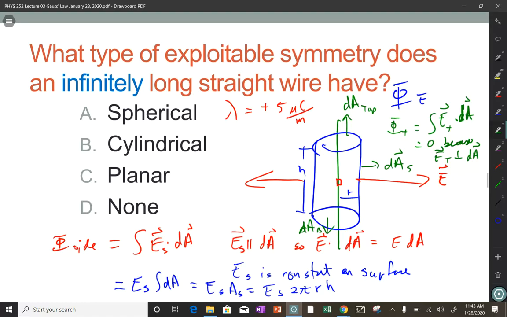Right, my E's that I drew before are still correct. Anywhere you are for this wire, they have to be pointing out radially. And they can't be pointing up and down because the wire is infinitely tall, so it makes no difference. The up and down charge cancel each other out.